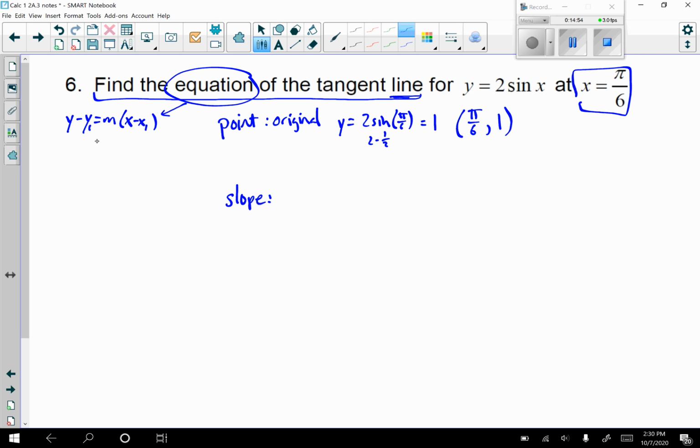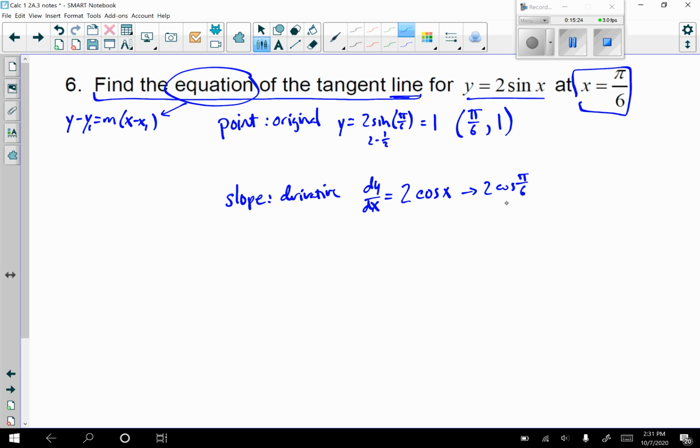That's our x1 and y1 in the equation. And the slope, we use the derivative and plug in. So we need to do the derivative. dy/dx is 2 sine x, is what we have up here. So keep the 2, sine becomes cosine of x. So at pi over 6 again, you can't leave an x in here. You have to have a number for the slope. Plug into the derivative. So this becomes 2 cosine pi over 6.